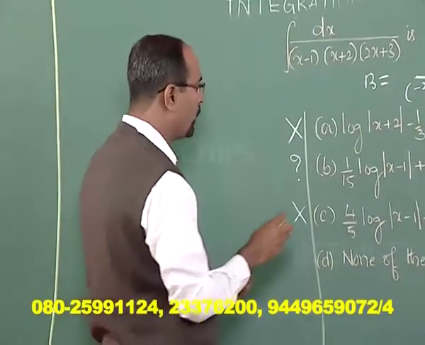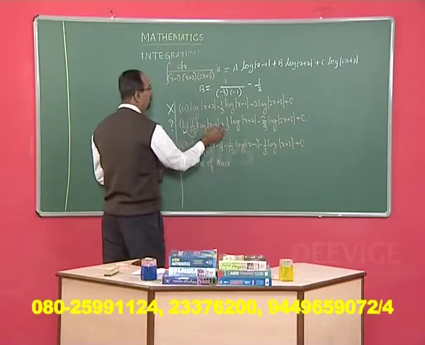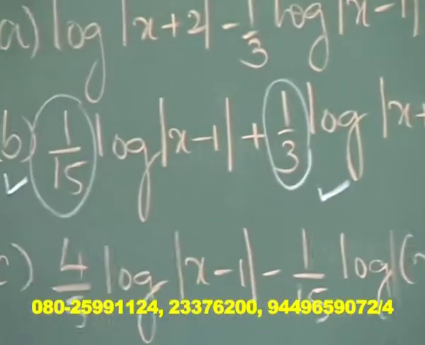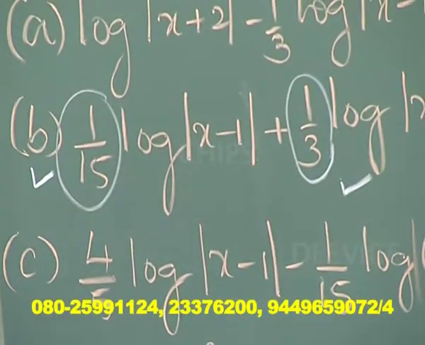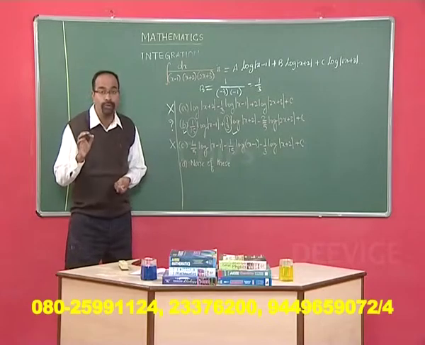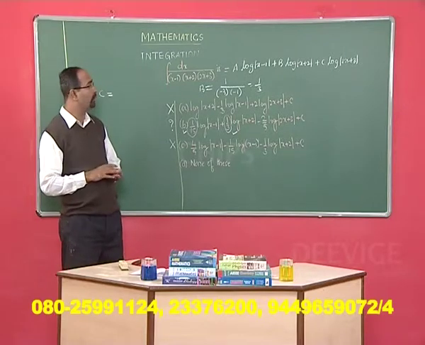Yes, we are nearing the answer. We got 1 by 15, that is also correct. B is equal to 1 by 3, that is also correct. But let me not conclude the answer as B itself now. Let us see whether C is also correct. Now we have to find out the value of C. You must be very, very cautious while finding out the value of C.